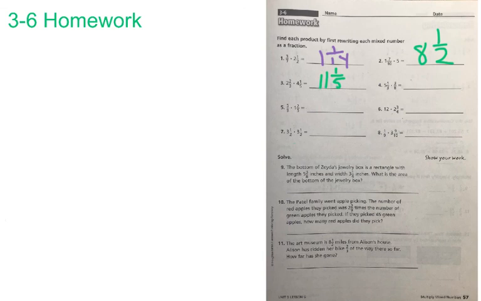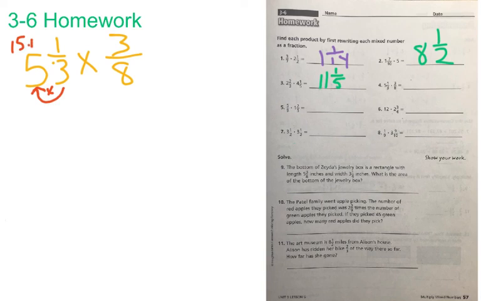All right, we're going to look at number 4. We'll do that one together as well. We have 5 and 1/3 times 3/8. I need to take my mixed number and make it into a fraction. In order to do that, I take my denominator and multiply it by my whole number. 3 times 5 is equal to 15. And then I add the numerator, so it's 16. And then the denominator stays the same.